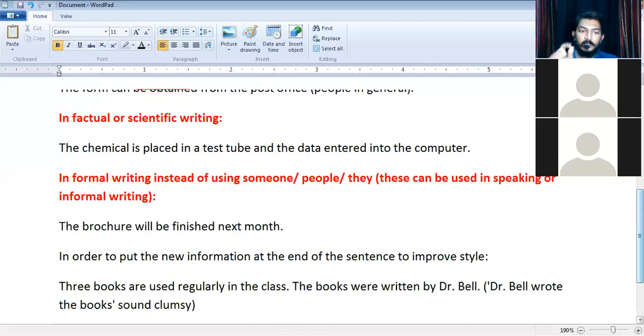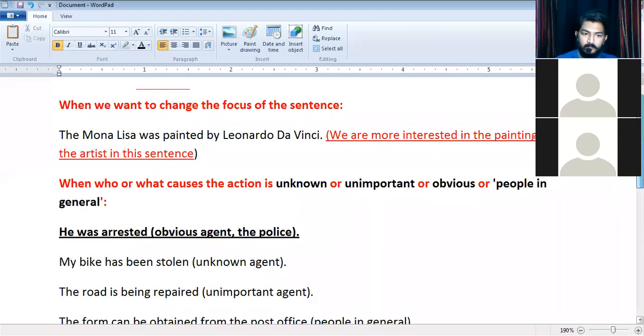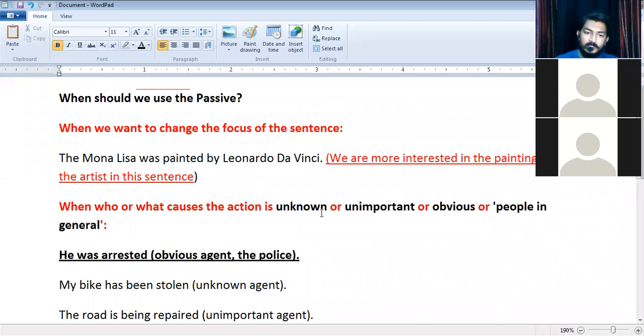But remember one thing, you have to follow this condition. And in all of them, the most important condition, the most common condition is this one: when the subject is unknown, when the subject is not important, and when the subject is obvious. This is the most common condition we use passive voice.